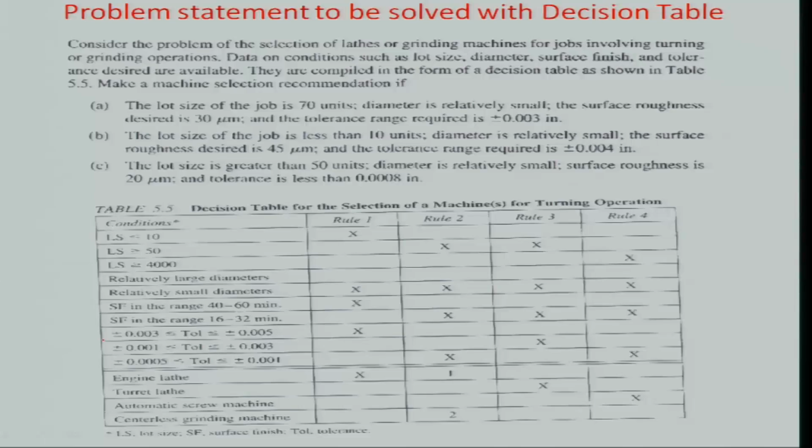So here we want to understand a little bit of how a decision table can be arrived at by looking at a problem statement. Let us look at this particular problem. We are considering the problem of selection of lathes or grinding machines for jobs involving turning or grinding operations.